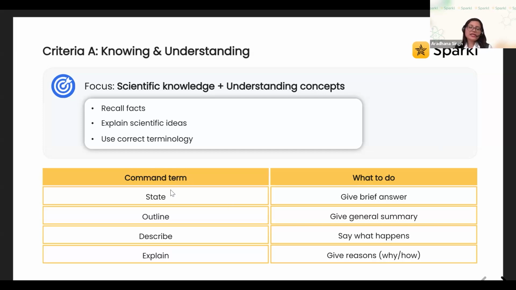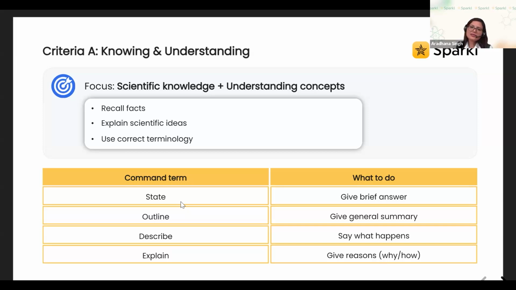Command terms also play a very important role in how much you need to write. If the question is asking to state the law of, simply the Ohm's law, state the Ohm's law, or state the quantity which you can get by the slope of distance and time. Anyone can answer.